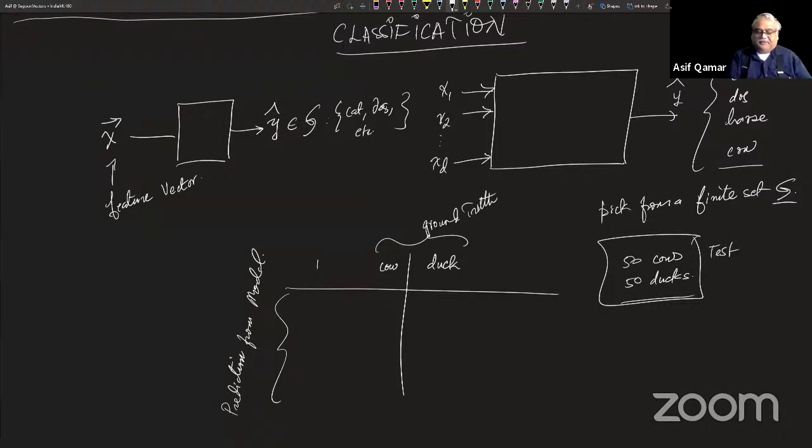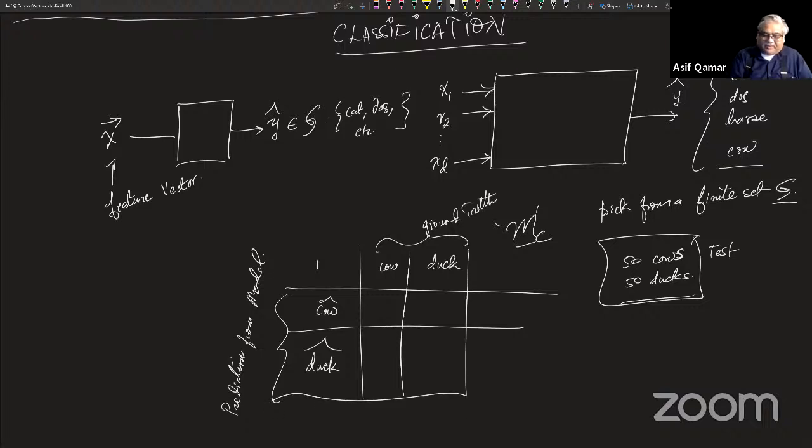Let's say that you have trained a classifier model M, and then you test it out on 50 cows and 50 ducks. What can happen is the prediction is cow hat or duck hat. Let's take some random numbers: the model predicts 40 cows as cows, but it confuses 10 cows as ducks. Likewise, of the ducks, it confuses 5 as cows and gets 45 right as ducks.